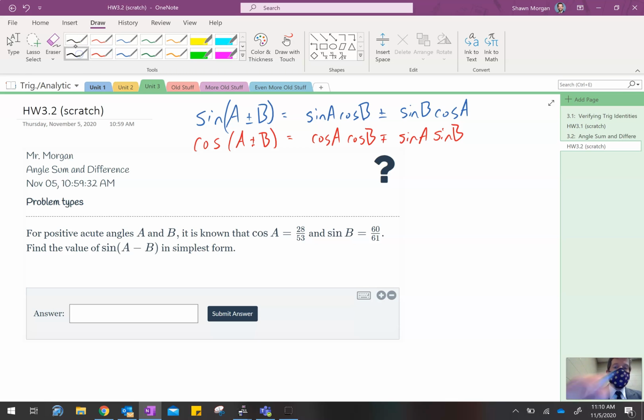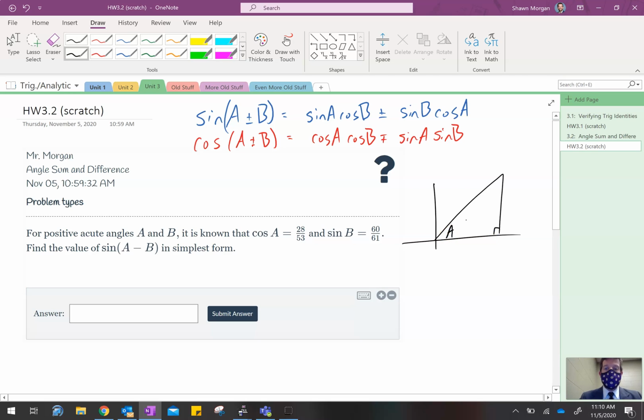First step that I would recommend doing is drawing out each of these angles. You see, they give us some information about angle A. They tell us that in this example, the cosine of angle A is 28 over 53. You'll remember from SOHCAHTOA, that for cosine, right here, that's adjacent over hypotenuse. So I knew that 28 was my adjacent side and 53 was my hypotenuse. Okay, so I've drawn that picture appropriately.